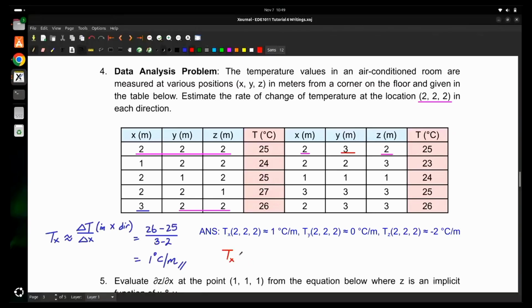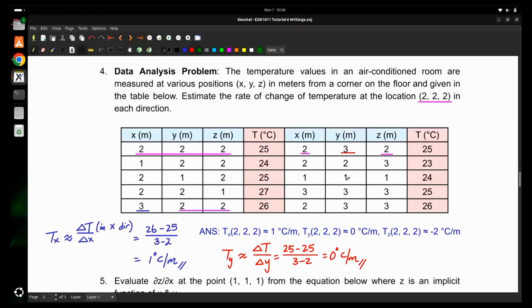T sub y must be approximately, so you look at the temperature is 25 at 2, 3, 2. So it's 25 minus 25, because the original temperature at 2, 2, 2 is also 25. Then divided by 3 minus 2. Sorry, this will be t sub y. So therefore the answer is 0. So it's not changing in the y direction. Okay? So I think that's easy.